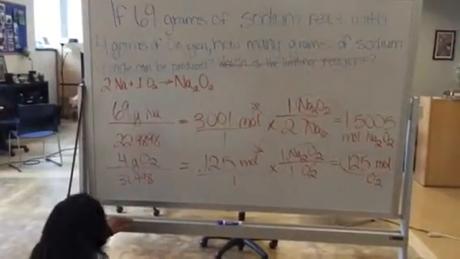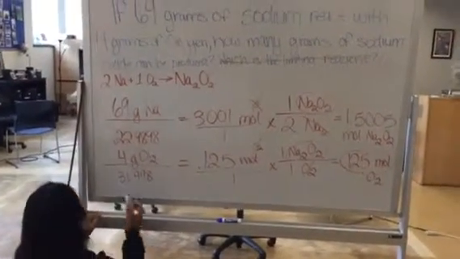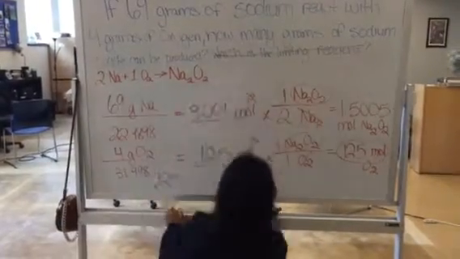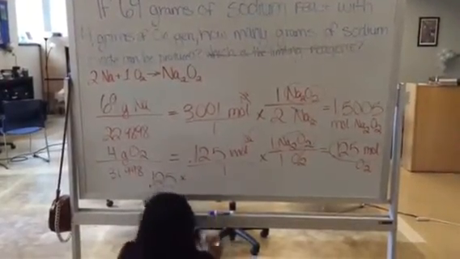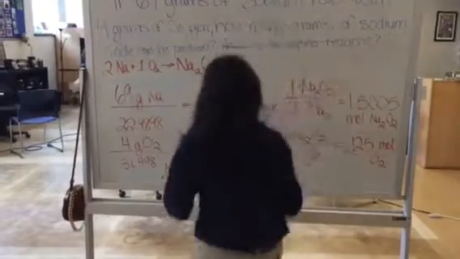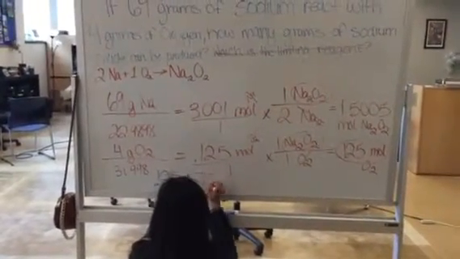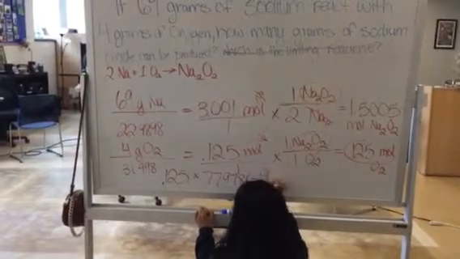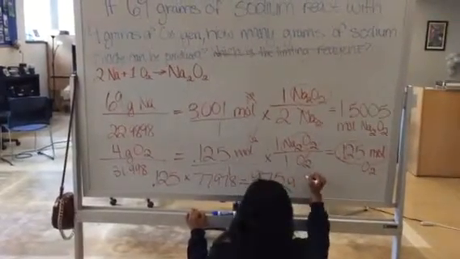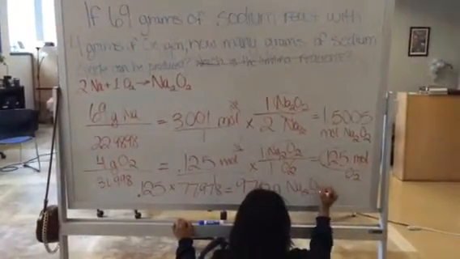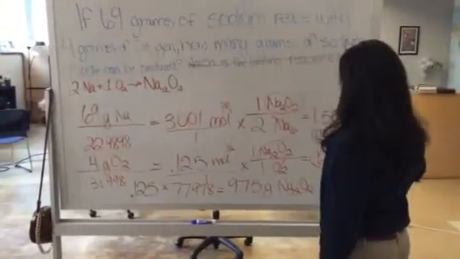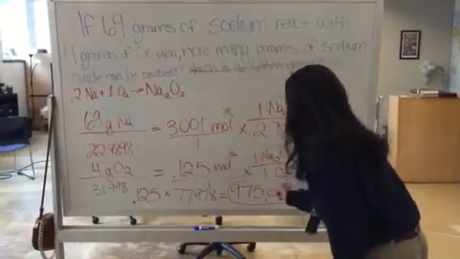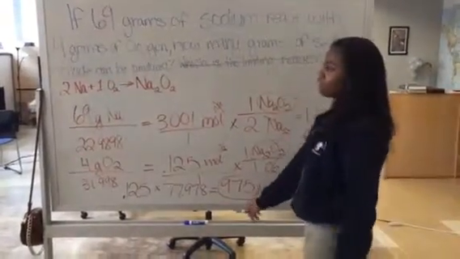So, to find the amount of grams of sodium oxide that can be produced using our limiting reagent, you would do 0.125, and then you will multiply that by the molar mass of sodium oxide. The molar mass of sodium oxide is 77.978, and then you get your final answer, which is 9.75 grams of Na2O2. So, the limiting reagent is 0.125 moles of O2, and the amount of grams of sodium oxide that can be produced is 9.75. That's how you do it.